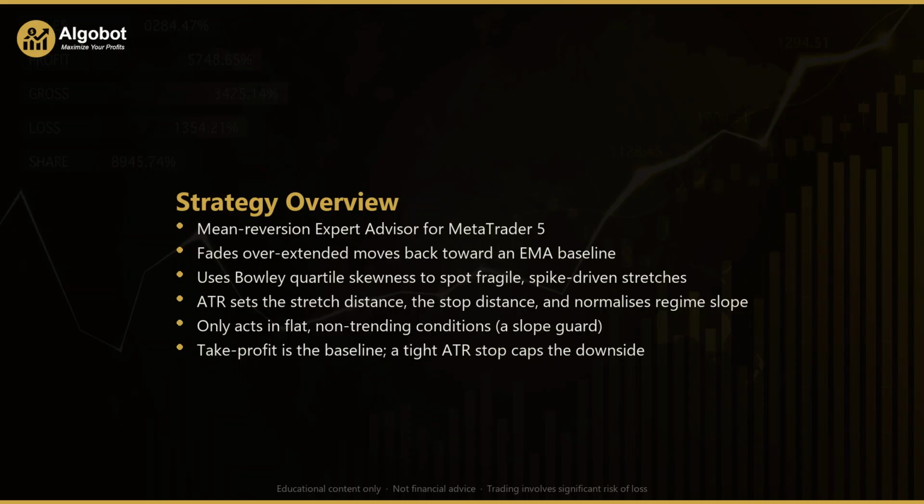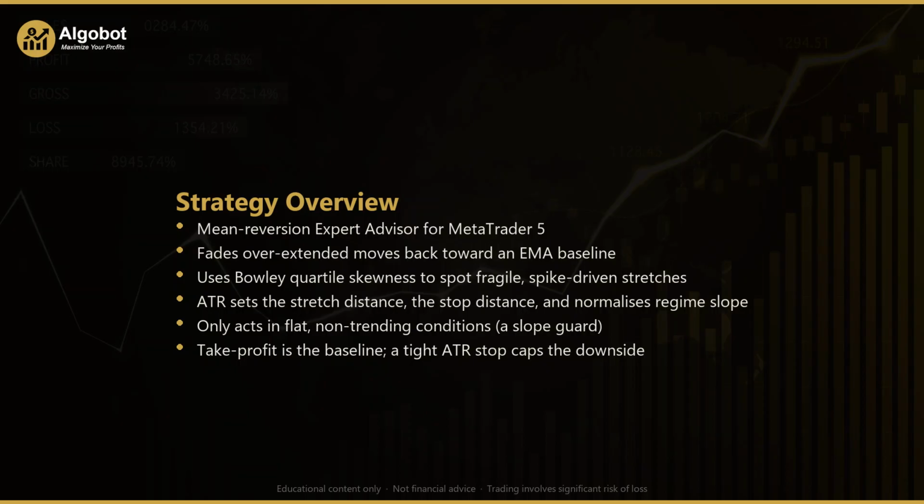Quartile skew reversion is a mean reversion system. That means it isn't trying to chase a trend. Instead, it waits for price to become stretched a long way from a fair value reference, and then it looks for that stretch to relax back toward the middle. The fair value reference here is an exponential moving average, the EMA baseline, and the amount of stretch is measured in multiples of the average true range, which adapts to how volatile the market currently is.